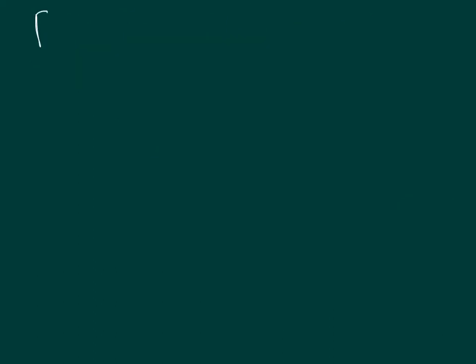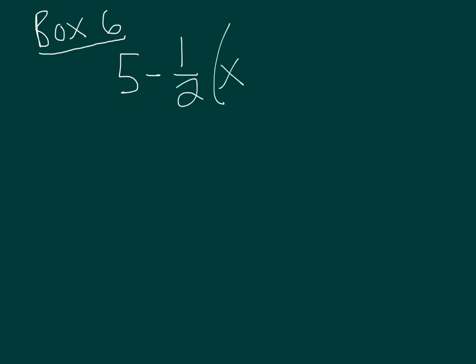All right, here's box 6. And we're going to copy this one down together. So 5 minus 1/2 is x minus 6. Sorry, we'll try it again. 5 minus 1/2 times the difference of x and 6 equals 4. This one we have parentheses, so we have to use the distributive property.